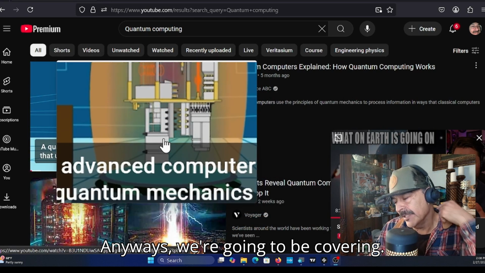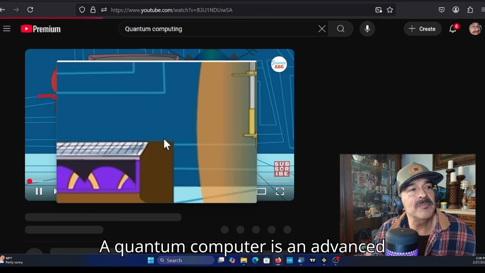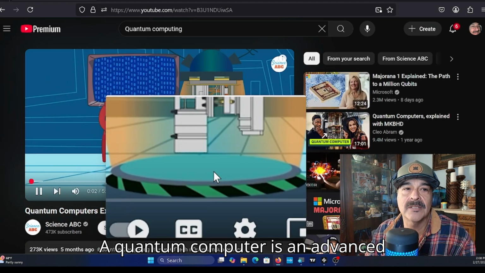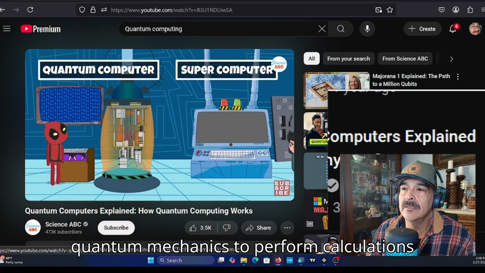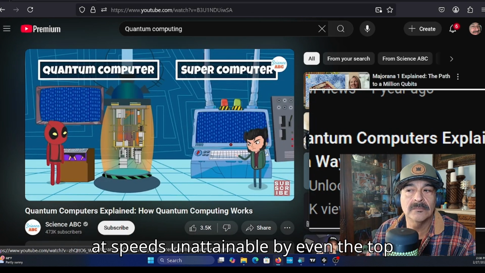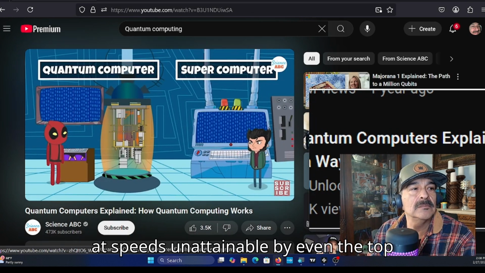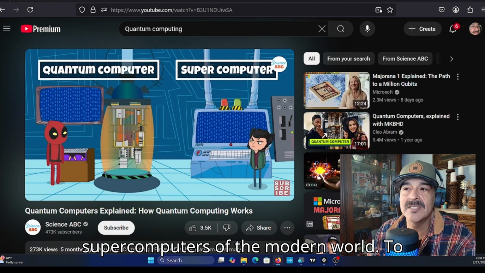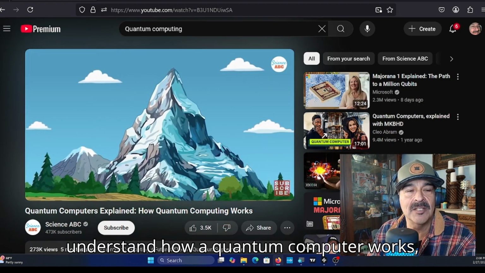Anyways, we're going to be covering some quantum computing stuff. A quantum computer is an advanced computer that uses the principles of quantum mechanics to perform calculations at speeds unattainable by even the top supercomputers of the modern world. To understand how a quantum computer works, understand this.